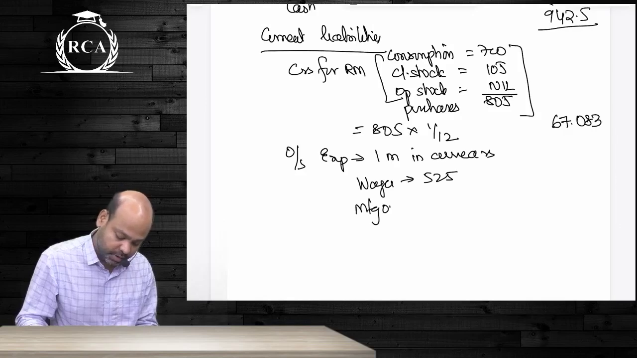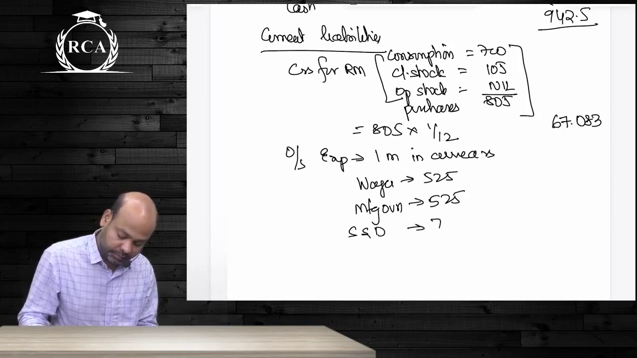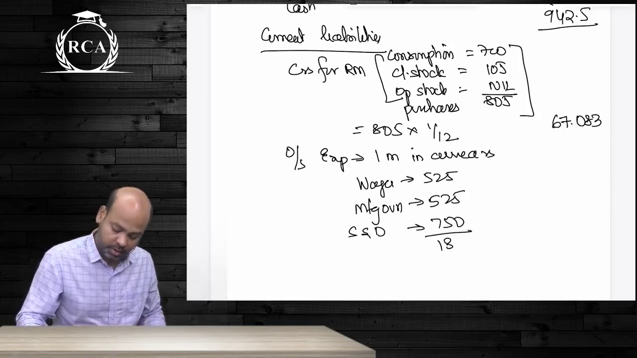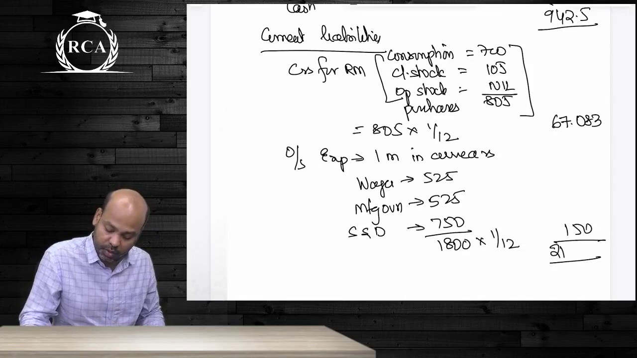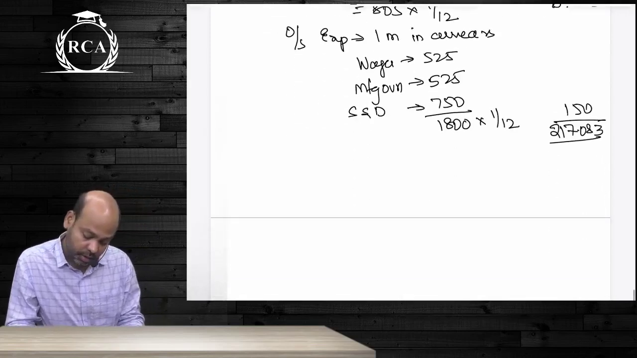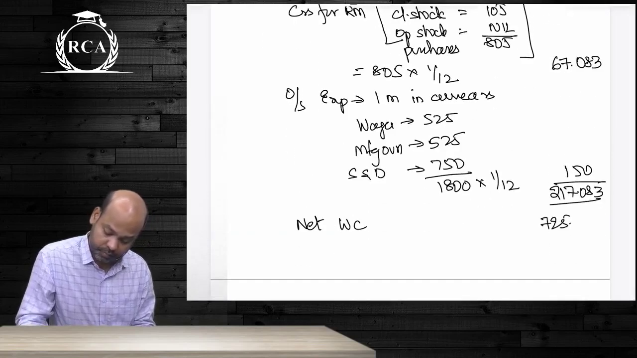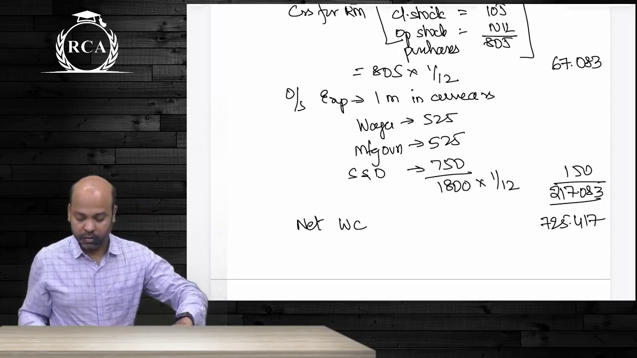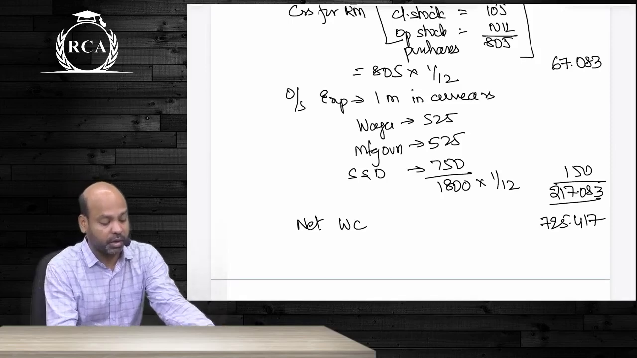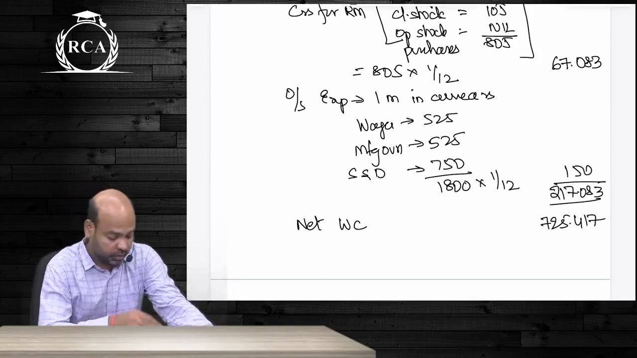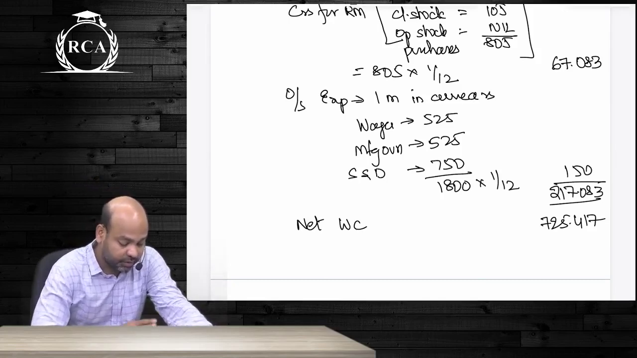Manufacturing overheads are 5. Selling and distribution overheads. All of this put together beta. 1800 into 1 by 12. Your total of liabilities beta is 217.083. What will be the amount of net working capital? 721.417, guys, will be the amount of net working capital. That's the answer to the third question, guys. 725, guys, 0.417.